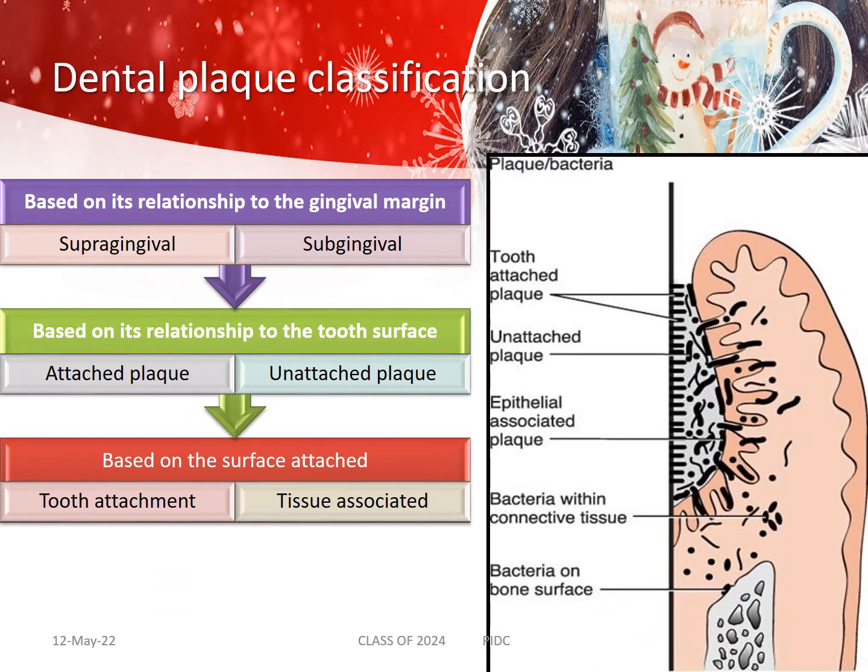Dental plaque and its classification. It has been classified based on its relationship with the gingival margin as supragingival plaque and subgingival plaque, that is, above the gingiva and below the gingiva, which is not seen. Based on its relationship to the tooth surface, it could be either attached plaque, which is attached to the tooth area, or unattached plaque, which may just remain in the gingival sulcus area. Based on the surface attached, it could be tooth attached or tissue attached. To state the fact again, plaque is considered more dangerous than calculus because it is the initiating factor.